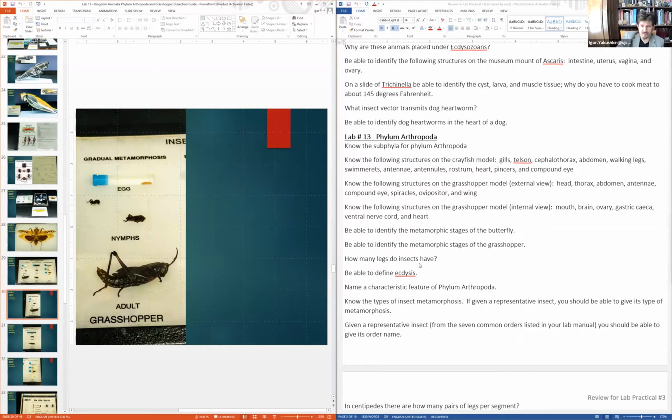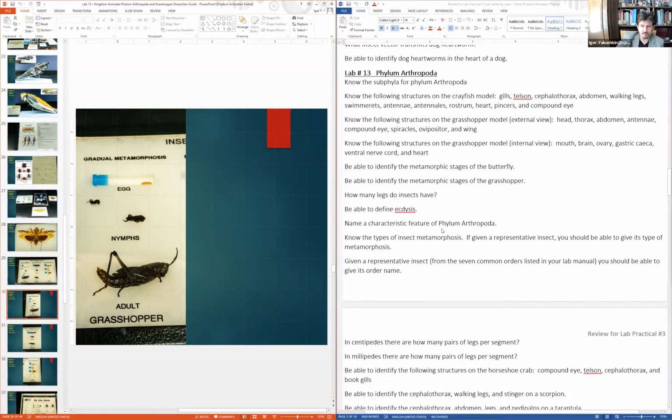Be able to identify the stages, how many legs? Three pairs. Define exuviae: the process of shedding the old exoskeleton and putting on a new one, to grow. Characteristics of the phylum Arthropoda: jointed legs, exoskeleton, complex nervous system, compound eyes, all that.